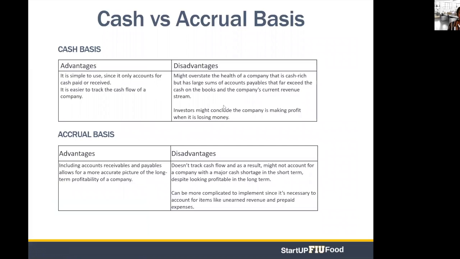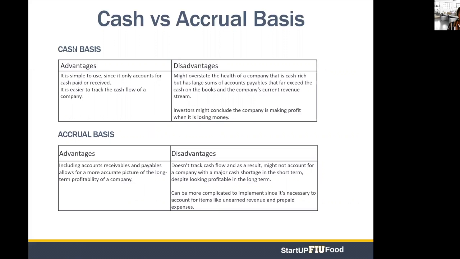Okay, perfect. So we'll go through some advantages and disadvantages. We talked about a few, but cash basis obviously is simple to use since it only accounts for cash paid or received. It's easier to track the cash flow of a company, which is helpful, especially when you're starting off, right? When you're just getting started, cash is everything. Cash is king no matter what stage you are in your business, but certainly when you're just starting, because you probably are having so many expenses, and just starting to get revenue and earn business and get clients and customers. It's probably really important to be clear about where you are with cash.